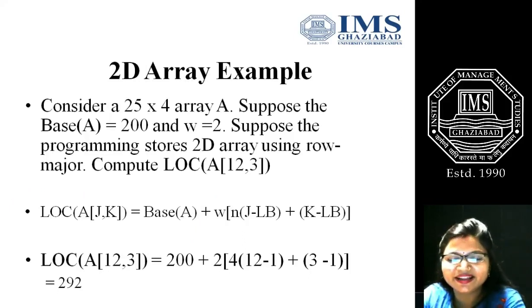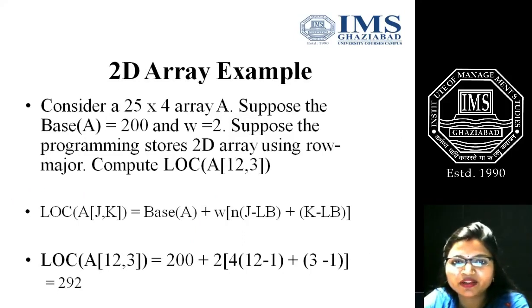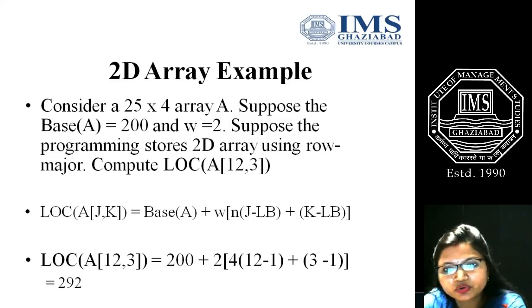So let's take an example. Let's understand it with the help of an example. If we have an array of 25 cross 4, the total number of elements present in the array is 100. So here we have 25 rows and 4 columns. Suppose the base address we have taken is 200 and the size of the data type is 2.